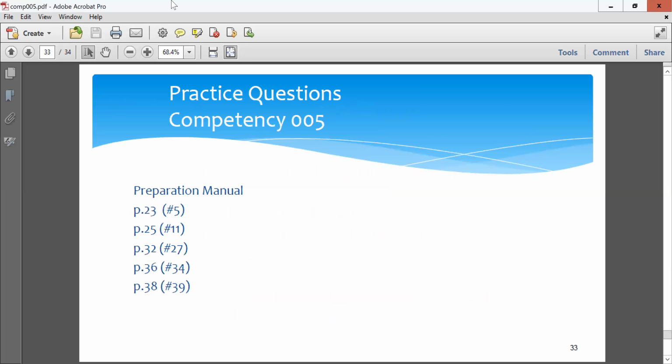Your practice questions for competency 5 are number 5, 11, 27, 34, and 39. Be sure to answer the questions, and if you need to check the rationale, you have that document as well.